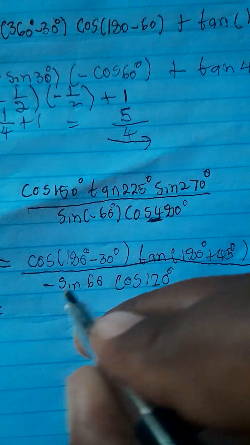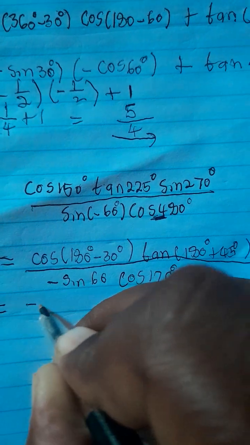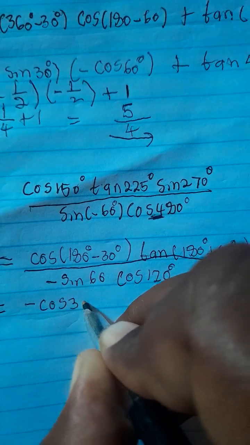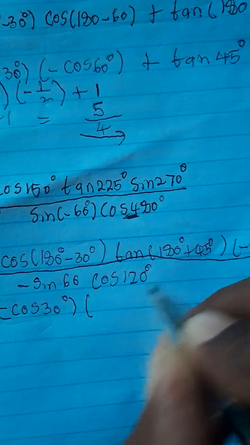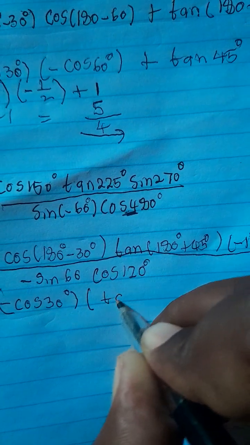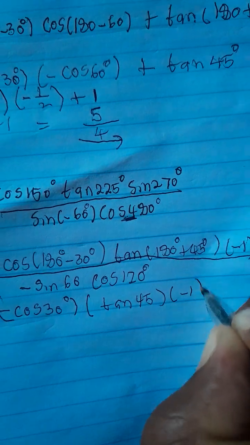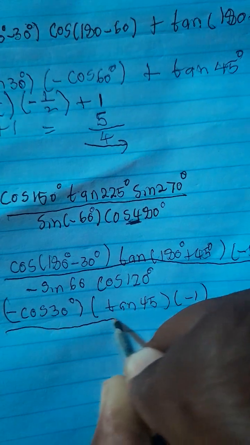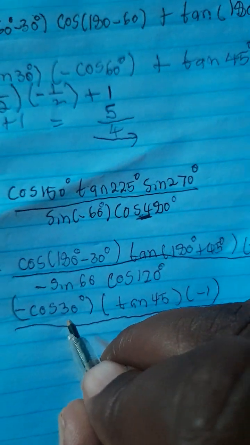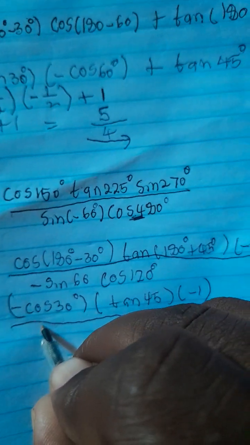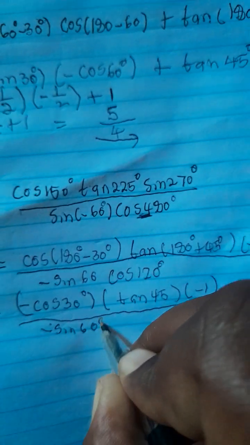Let's proceed. How is cos at the second quadrant? It's negative, so it's going to be cos 30 degrees. How is tan? It's a home for tan, so this will be tan 45. Remember your -1, you go with it, guys. Right. So how is sine 60? Sine 60 is still gonna be negative sine 60. We don't want to rush.